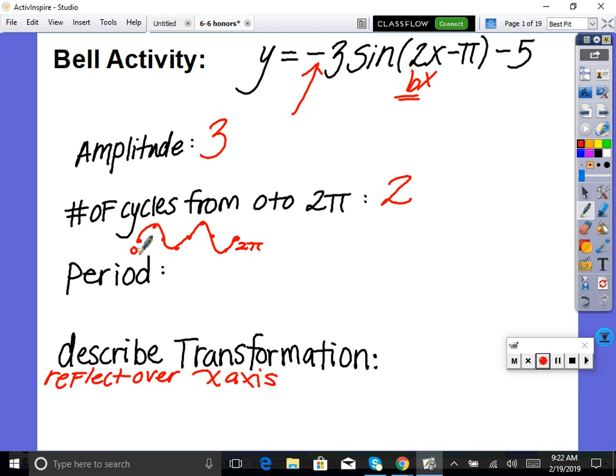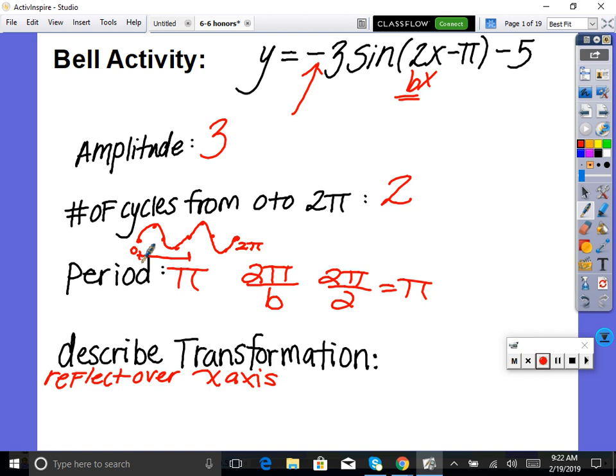Does everybody see? All right, so our period then, the length of just one of those cycles, would be pi, or use the formula, 2 pi divided by b. So that'd be 2 pi divided by 2, which is pi. Everybody good with that? The physical length of one cycle is pi, which makes sense.